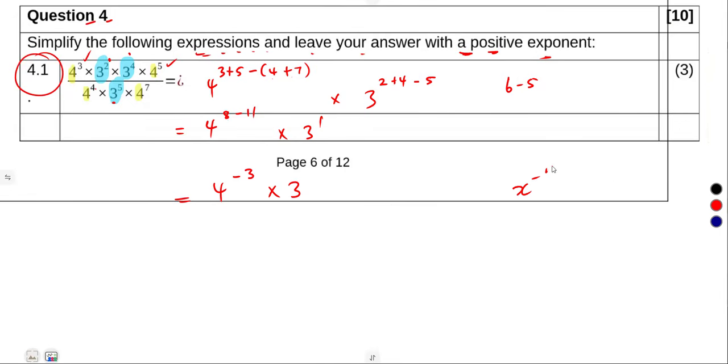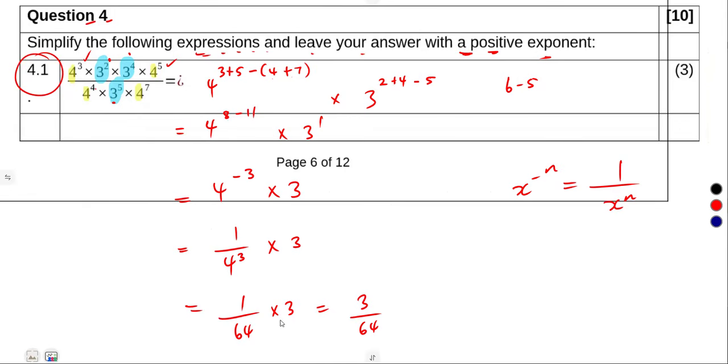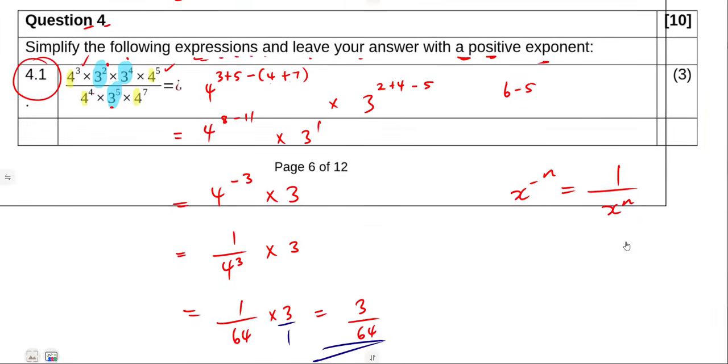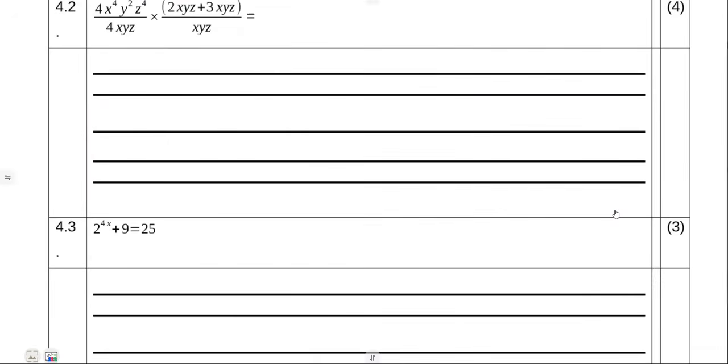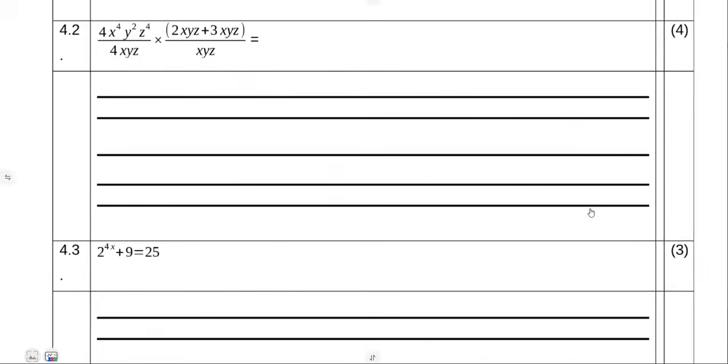Meaning to say x to the exponent of negative n is 1 over x to the exponent of n. So this is 1 over 4 to the exponent of 3 times 1 times 3, which is simply 1 over 4 to the exponent of 3, which is 64, times 3. So that was going to be 3 over 64. Remember, 3 is the same as 3 over 1. So you multiply the numerators together, the denominators together. So this is it at the end. It's just going to give us a fraction, 3 over 64.